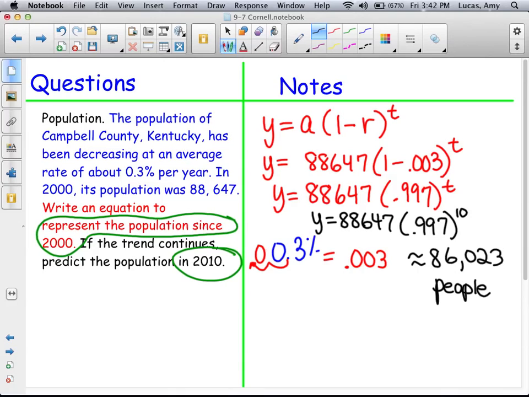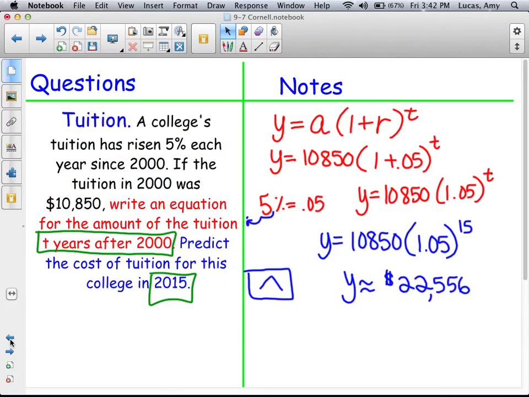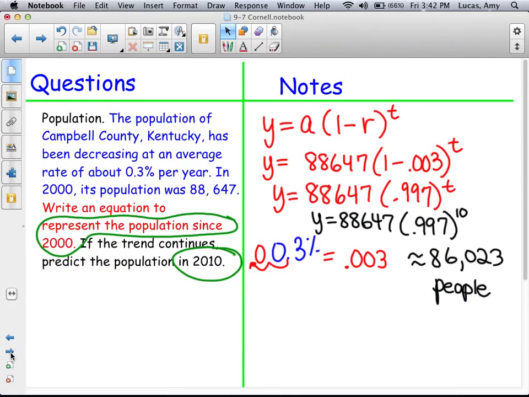Please remember that word problems require word labels. So on the previous problem, our answer has a $ sign as a label, and on this problem, I've labeled it with people.